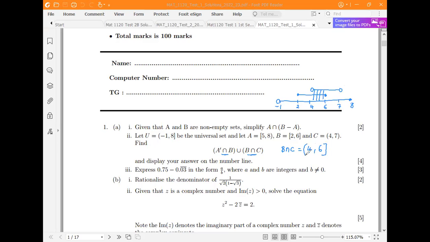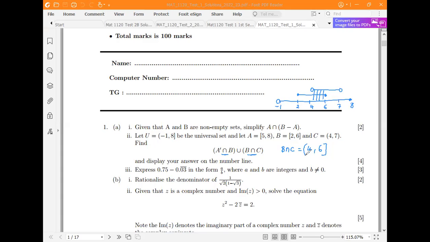So you look at where you are picking the numbers. 4 is coming from set C, where it's open. So we also open. 6 is coming from set B, where it's closed. So it will be closed here also. Because in the other set, the line is passing through. So meaning it's closed.